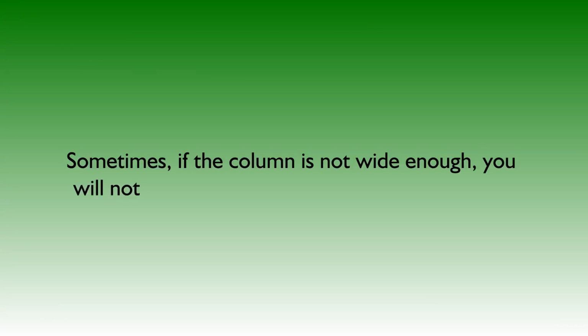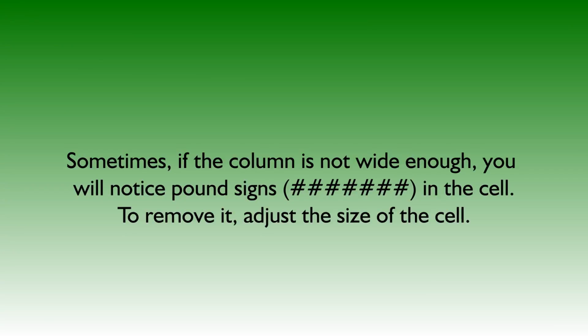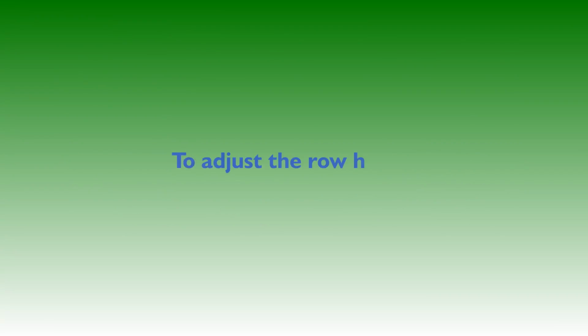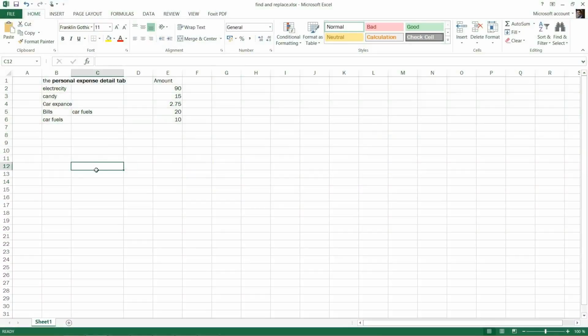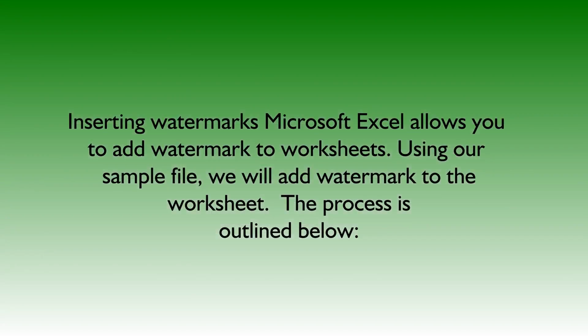Sometimes, if the column is not wide enough, you will notice pound signs where your data should be in the cell. To remove it, adjust the size of the cell and the data will reappear. To adjust the row height. 1. Position the cursor over the row line until you see the plus sign as shown on your screen. 2. Hold and drag the mouse to increase or decrease the height as you wish. 3. Release the mouse and you will see that the selected row height has changed, as seen in the slide on your screen.